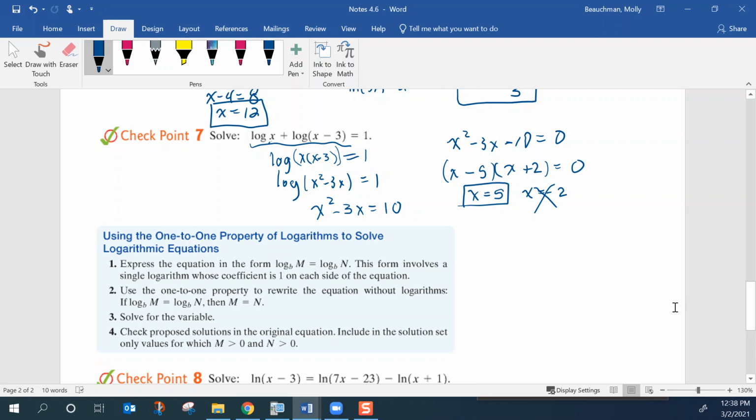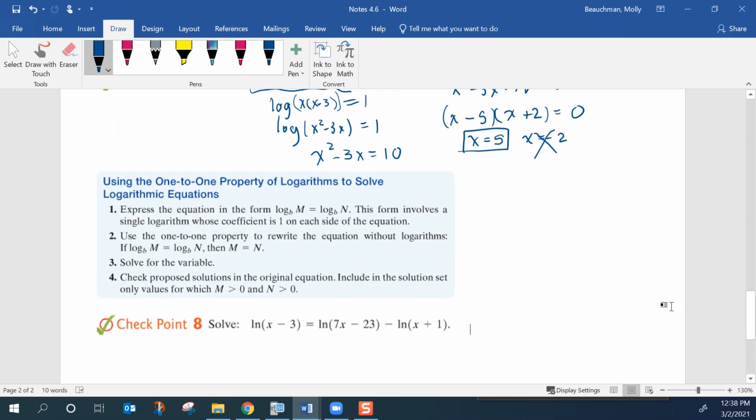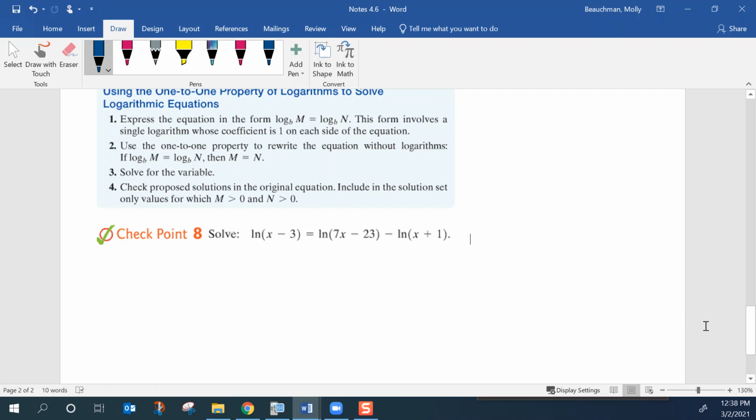All right, so that's the first technique. The second technique is when you have logarithms written on both sides. So if your equation can be expressed in the form log base b of m equals log base b of n, then we can have the single logarithm and set m equal to n. So notice the next example, solve natural log of x minus 3 equals the natural log of 7x minus 23 minus the natural log of x plus 1.